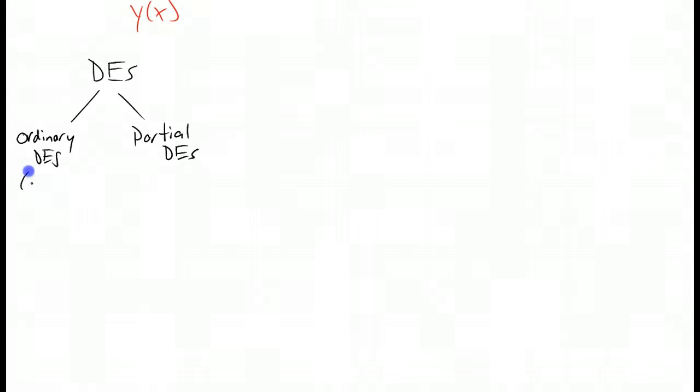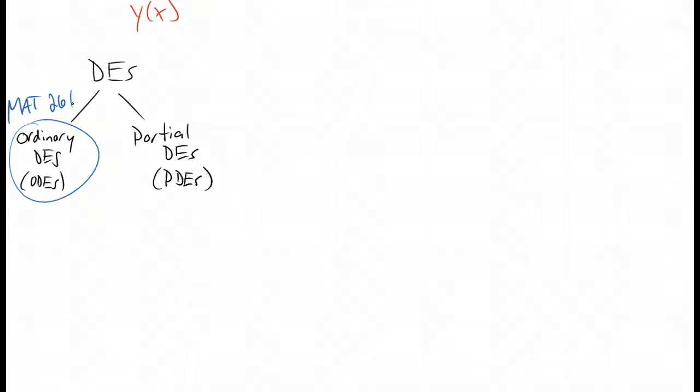If I may move down a bit here, we have this big group of differential equations. Differential equations can actually be split up into two main pieces, ordinary and partial differential equations. We call those ODEs and PDEs. This class is going to cover 100% ordinary differential equations. So Math 261, this class that you're in right now, that's going to be all ordinary differential equations.